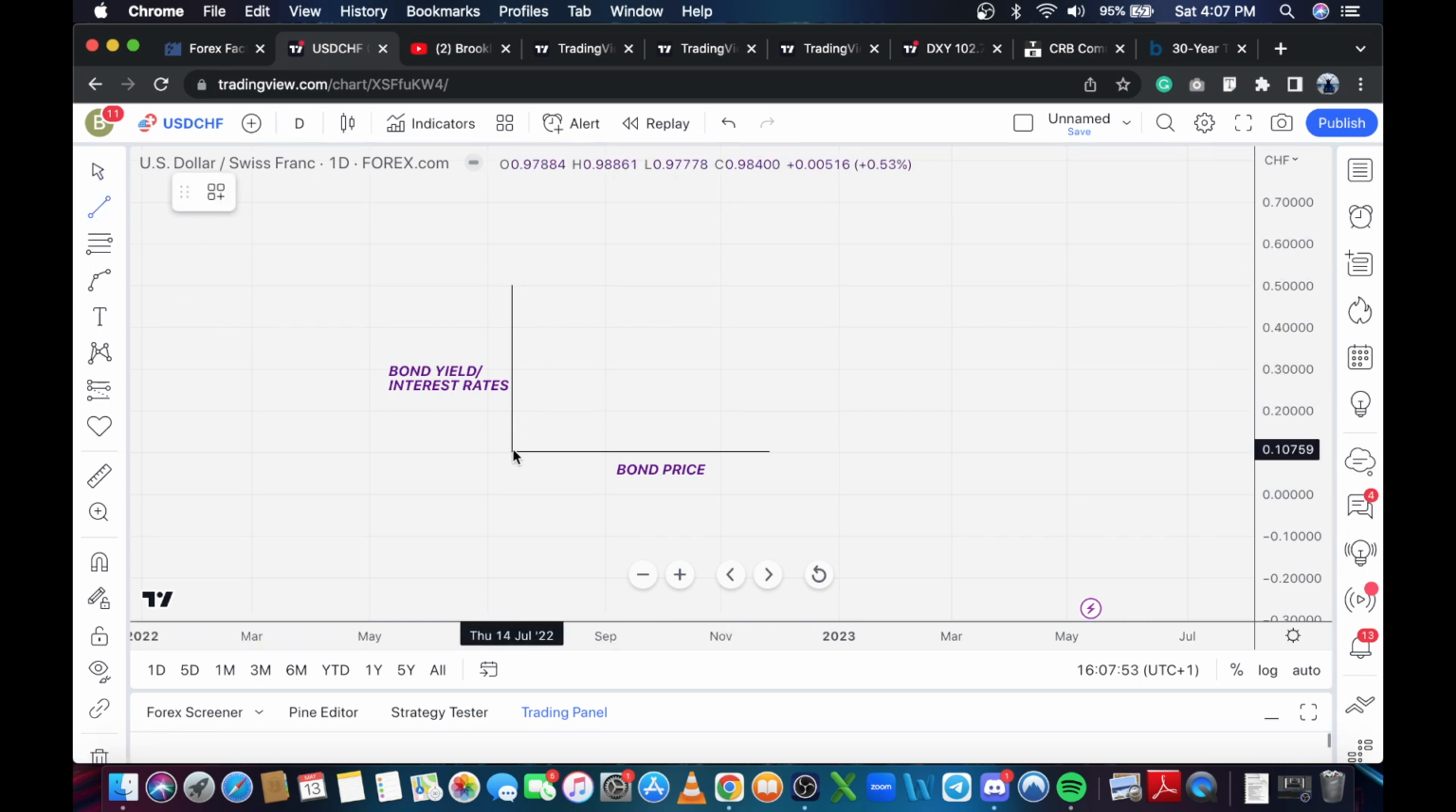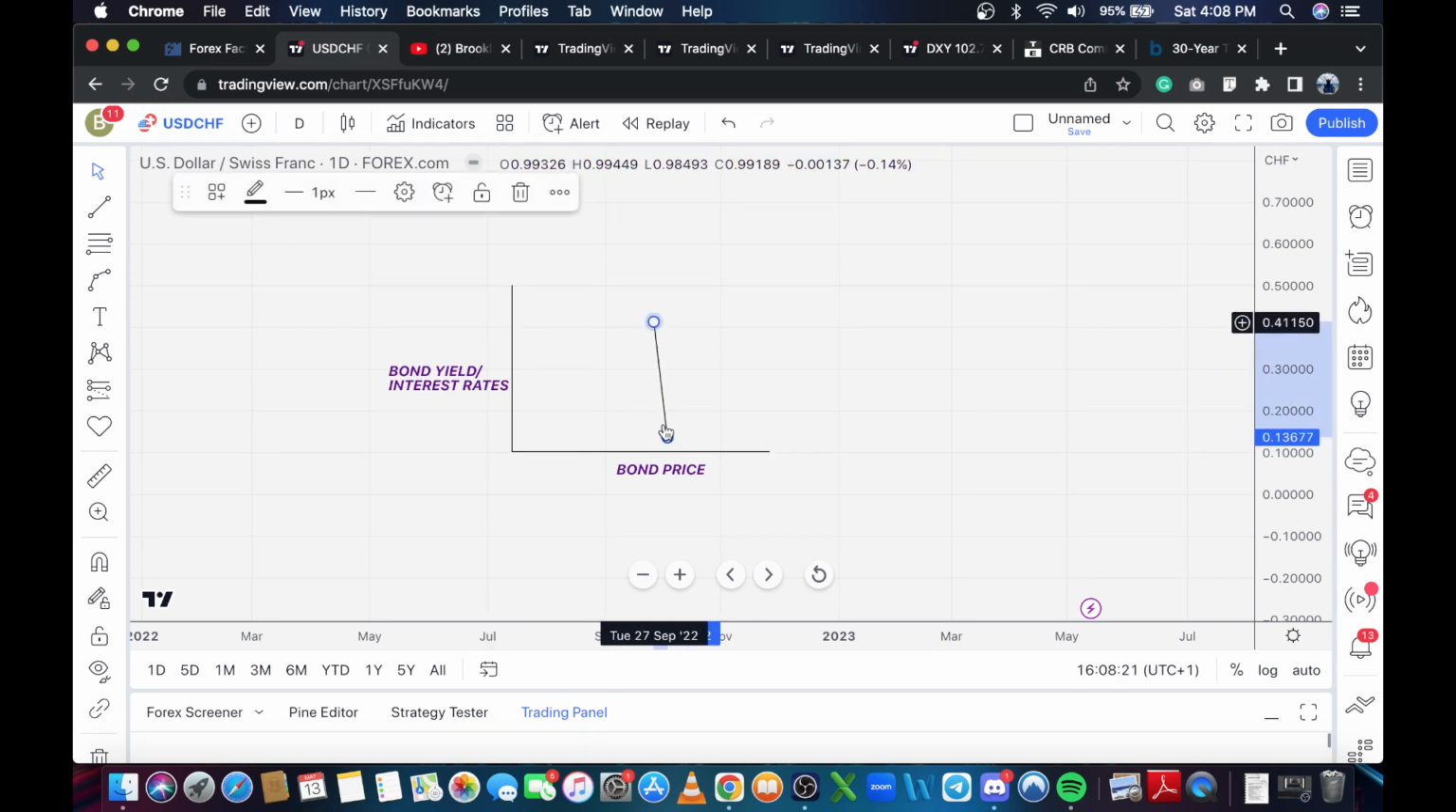So as we see a decrease in the value of the interest rate, we typically are going to see an increase in the price of the bond. Okay, that's the correlation. If yield is decreasing, bond price is increasing. If bond price is decreasing, yield is increasing. Okay?